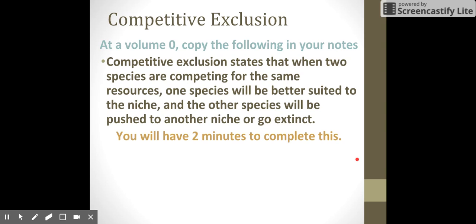Say, for example, lizards will often be territorial and fight for areas. And if one is more suited for that area, then the other one will have to be pushed out or die. And this can happen with species too. When we learned about evolution, we were actually really talking a lot about competitive exclusion. If things do not change to be better suited for their niche, they need to either move to a different area or they do go extinct and no longer live.